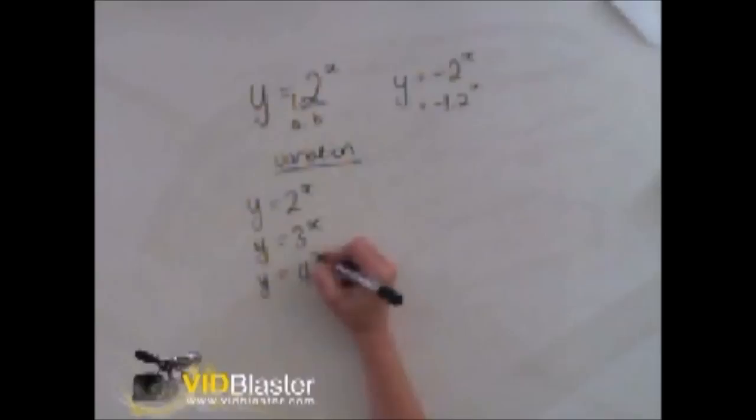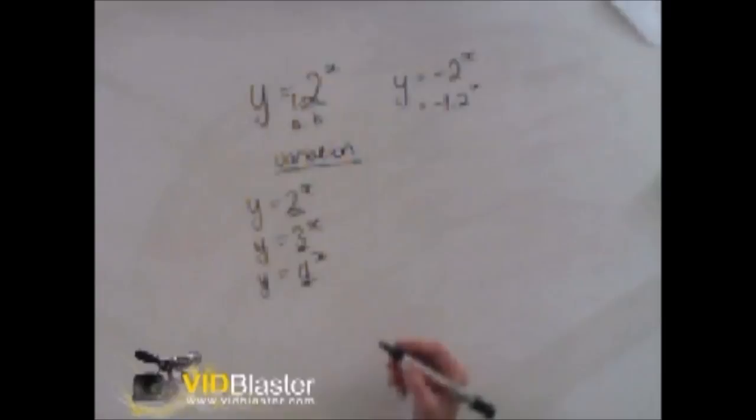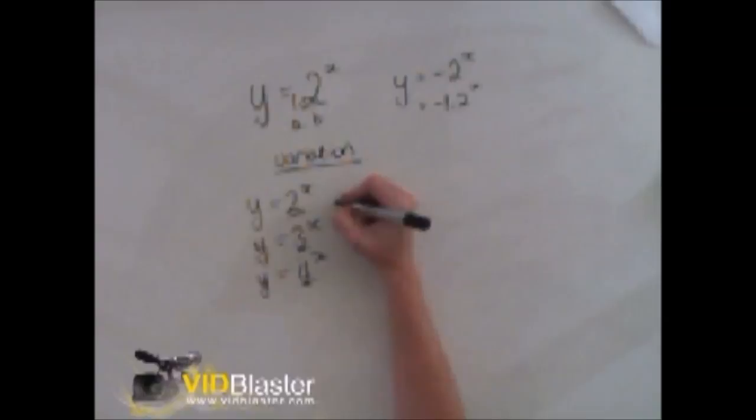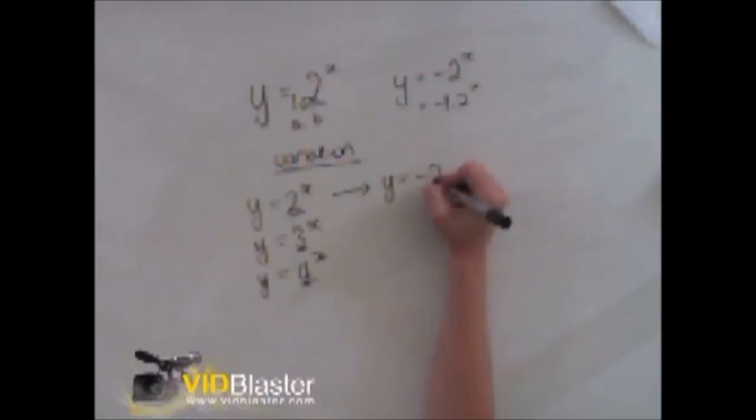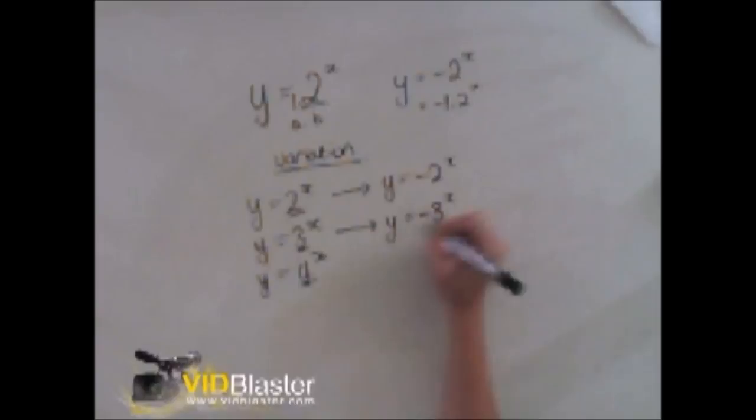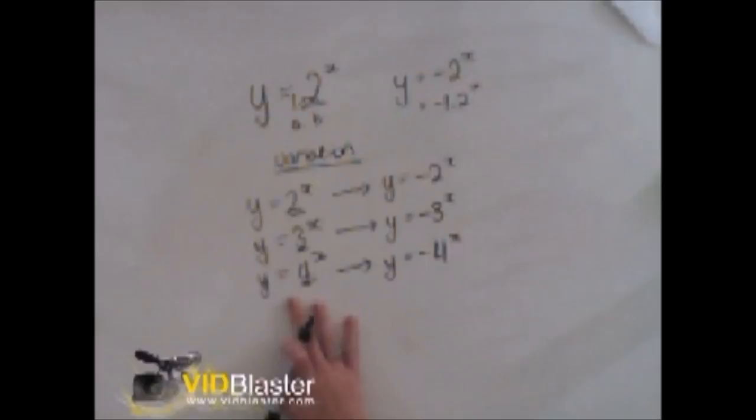What do these values tell us? And this is what I would ask learners. Then I'd say, okay, well, compare y equals 2 to the power of x to y equals negative 2 to the power of x. Compare that to y equals negative 3 to the power of x. Compare that to y equals negative 4 to the power of x. So then learners see the difference between a positive graph and a negative graph.